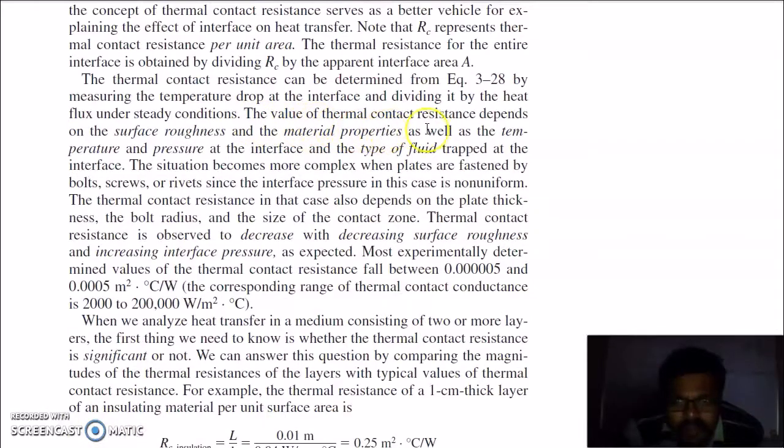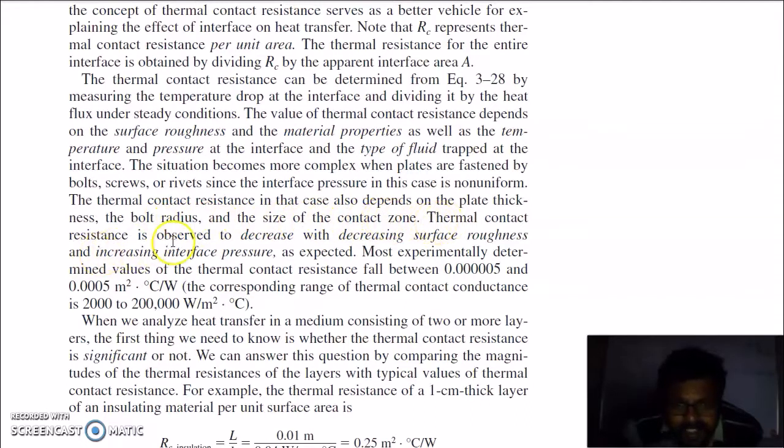The value of thermal contact resistance depends on the surface roughness and the material properties, as well as the temperature and pressure at the interface and the type of fluid trapped at the interface. In most cases it can be air or it can be a different fluid. The situation becomes more complex when plates are fastened by bolts, screws or rivets, since the interface pressure in this case is non-uniform. The thermal contact resistance in that case also depends on the plate thickness, the bolt radius and the size of contact zone.